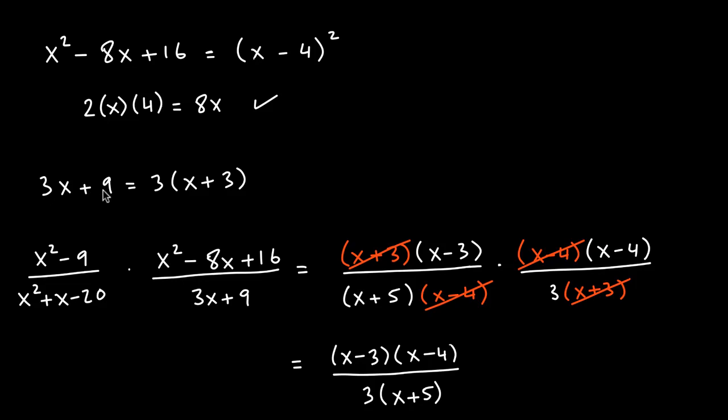Here we have 3x plus 9. That's the last term that we have to factor, the denominator. Here we can see that there's a GCF of 3, so factoring that out gives us x plus 3, and that's about it. There's nothing else to do with this.